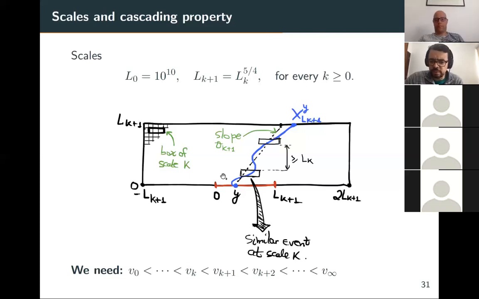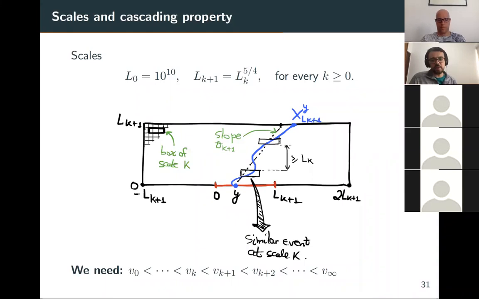So this way you can have 2 different boxes of a previous scale where you see this event, a similar event occurring. So you have this cascading property. You can actually ask for a bunch of boxes of the previous scale where the deviation event happened, so that you can assume that these boxes are separated in time by a distance bigger than LK. And in the case that the environment is just IID, this is not important, but I just want to hint that if these boxes are separated in time as well, then you're going to be able to apply the decoupling inequality.